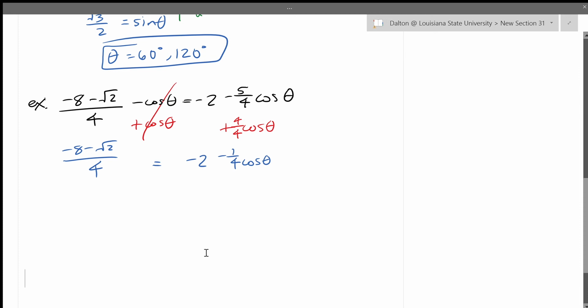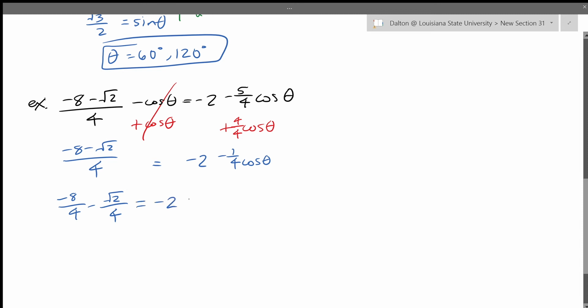I can go ahead and split up the fraction on the left side. Again, there's a monomial on the bottom. We're only allowed to do this because both the numbers on top are being divided by the same number. Again, you cannot split this up, side note, if it were opposite. So if I had 4 over negative 8 minus square root of 2, this is not the same thing as 4 over negative 8 plus 4 over negative square root of 2, okay? This is not mathematically correct. But since the monomial is in the denominator, then we can write negative 8 over 4 minus square root of 2 over 4.